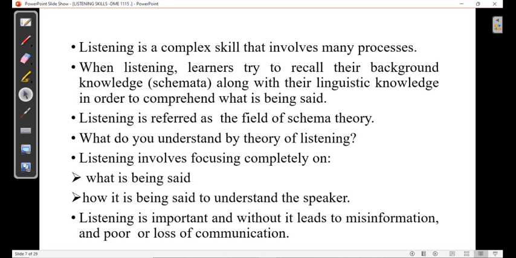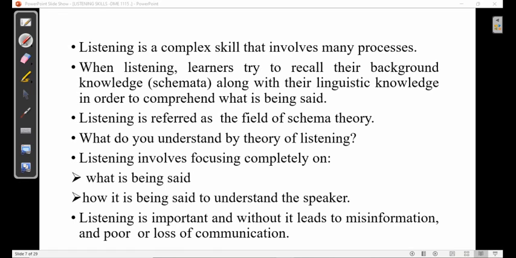So listening is a complex skill that involves many processes. When listening, learners try to recall their background knowledge, and this is called schemata. So mostly when you get to listen, you're always going to apply something to what you already know. For example, when you are studying a new subject, you are going to start thinking of something that you have already known or something that you have already met. And that is going to help you to relate to what you are listening to then. And that is now where new knowledge comes in.